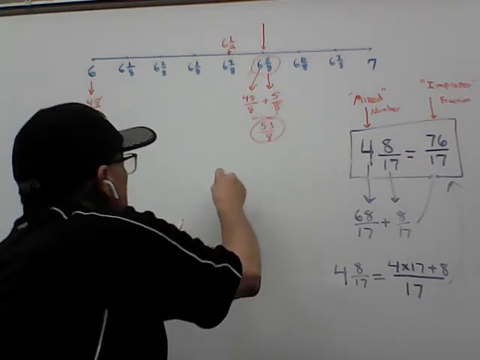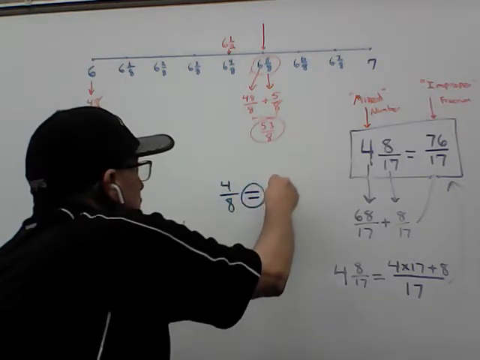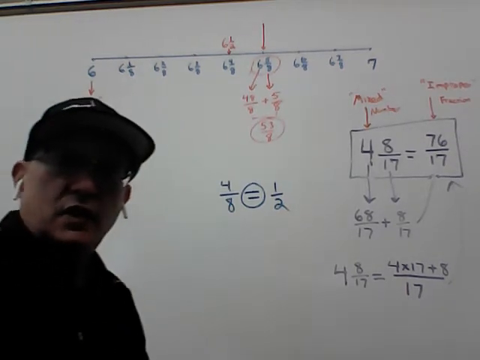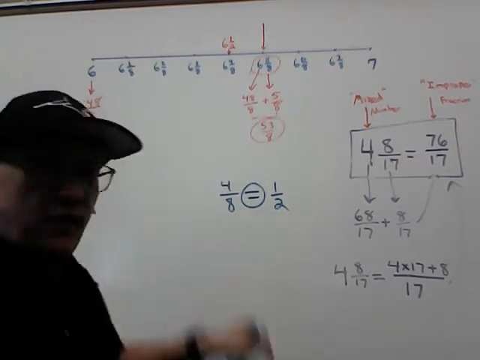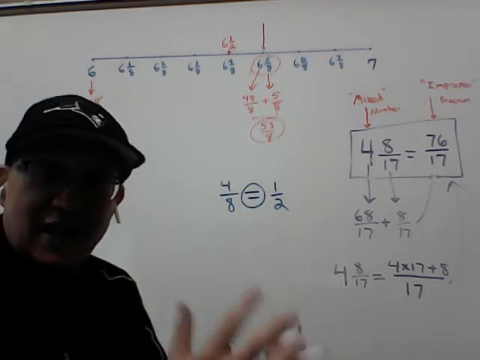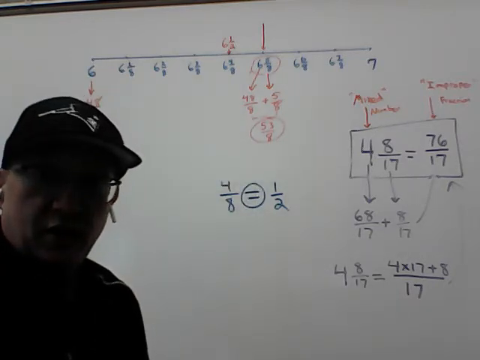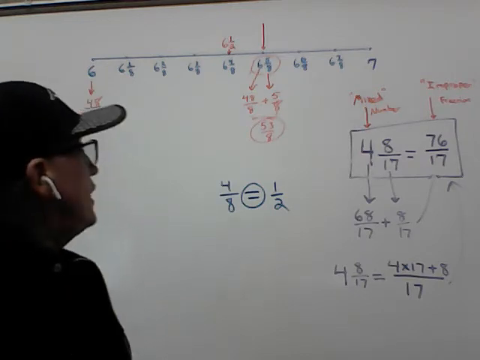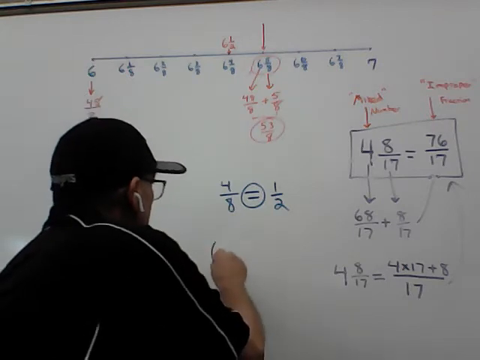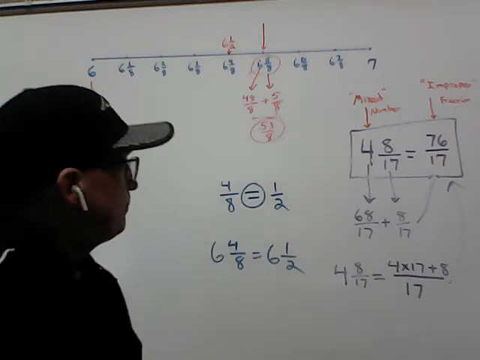But for now, we can say that 4/8 is exactly equal to 1/2 based on an analysis we used, I believe, in the last video. 4 is half of 8. Anytime the numerator is half of the denominator, the overall fraction is equal to 1/2. And you can see it clearly here with the eighths. The 4/8, 6 and 4/8 is exactly halfway between 6 and 7. So 6 and 4/8 is equal to 6 and 1/2.